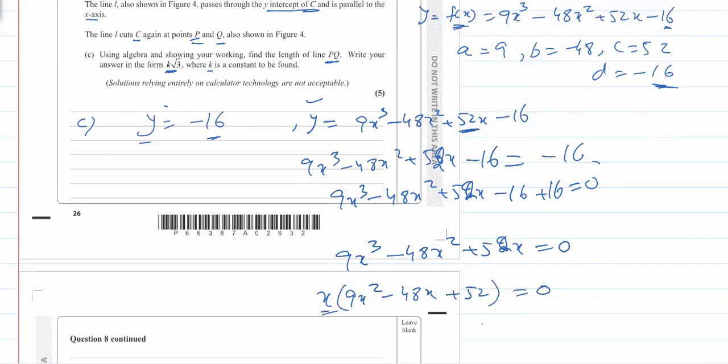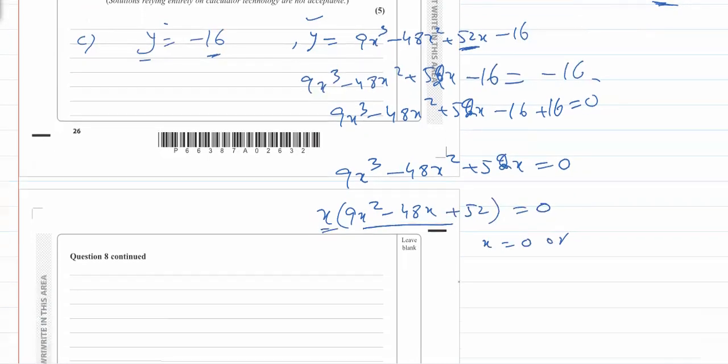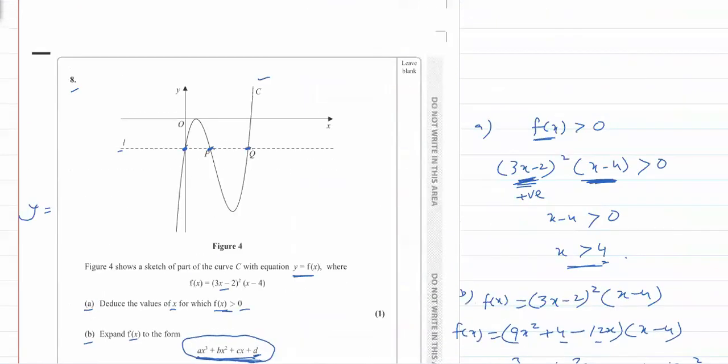So I'm going to get x is equal to 0, or the other option is that this whole value will be equal to 0. So the second option is 9x square minus 48x plus 52 is equal to 0. Now the value x equals 0 is obviously the point where y is minus 16, the y-intercept. So now we have to find these other two points. Once we find these points, we will be able to find the length of this line. So let's find the x coordinates of these first.